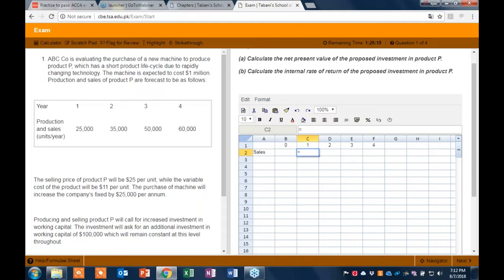So at the end of the year one, we have 25,000 units sales with a price of $25. So 25,000 units into 25. So the sales for the first year will be 625,000.